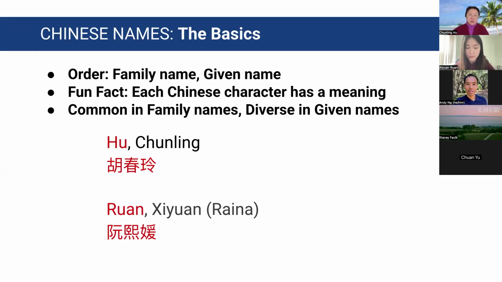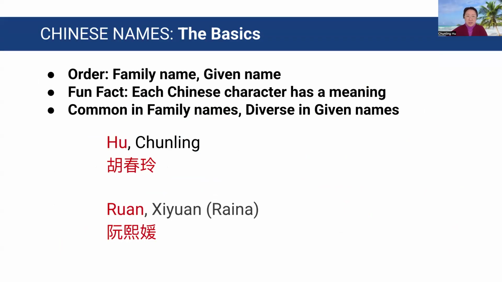So let's start with some basics of Chinese names. First of all, the order. Chinese names have a different order than English names. Usually it comes with family name first and then given name. A fun fact is each Chinese character has a meaning. Another thing that is different from English names, Chinese names have fewer family names. That is to say, many Chinese names share the common family names, but each person will have unique, different given names.